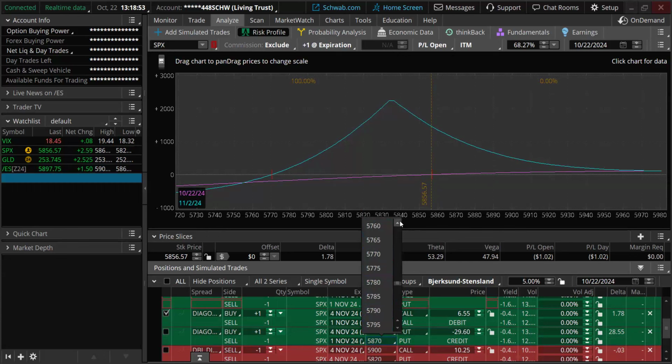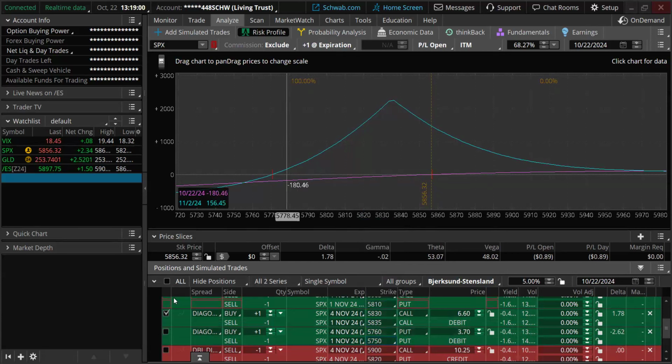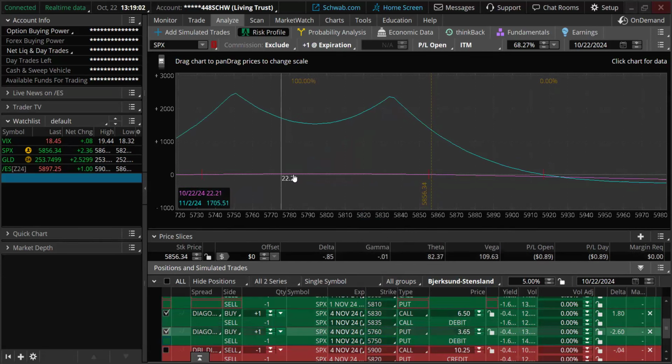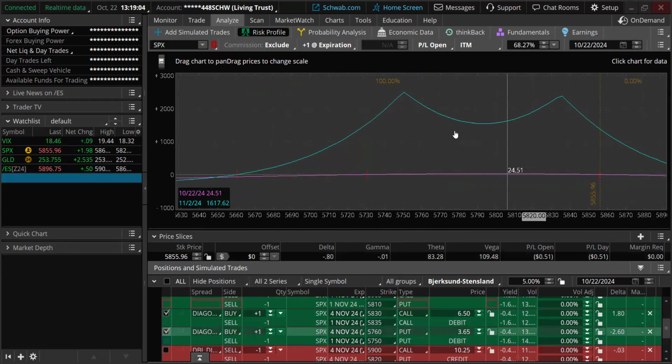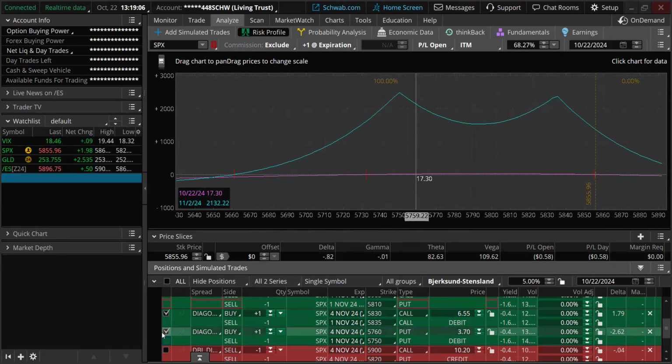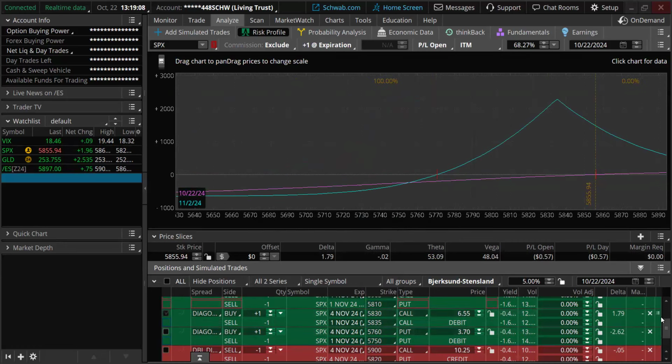There it is. It's coming around. And so you're here, you're in trouble. Boom, now you're in the middle. So there it is. That's how I would manage the single diagonal.